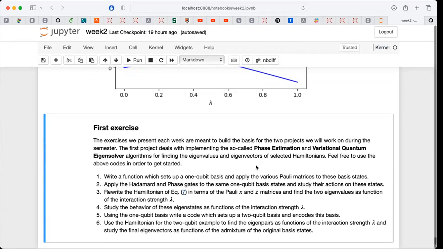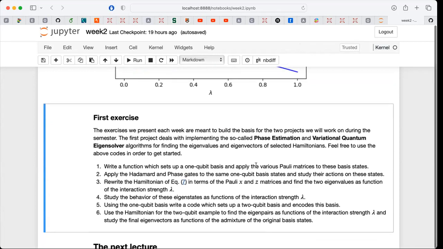So the first exercise which I wanted to point to consists now of some basic steps which we can reuse again and again. The idea here is that we want to find the eigenvalues of a given Hamiltonian using two algorithms, which we will describe later. One is the phase estimation algorithm, and another one is the variational quantum eigensolver algorithm for finding eigenvalues.